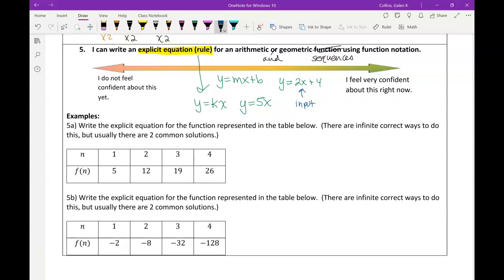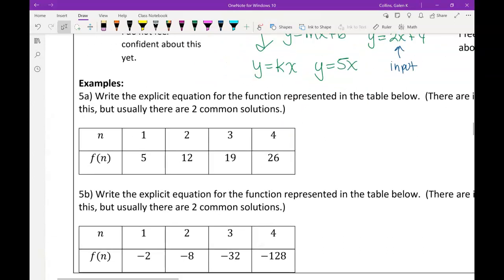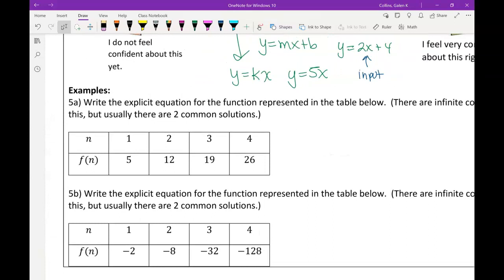Okay, so in function notation, we said we're often using n and f of n. In math, we love to use x and f of x, but that'll come a little bit later for us. So in 5a, I'm going to try to write the explicit equation for the function represented by the table below. There are infinite correct equations, but commonly there's, I think, 2 things that we're going to come up with here. So in 5a, what I'm first going to think about is what's the pattern I'm seeing? Is this sequence arithmetic or is it geometric? And I usually check to see if it's arithmetic first.